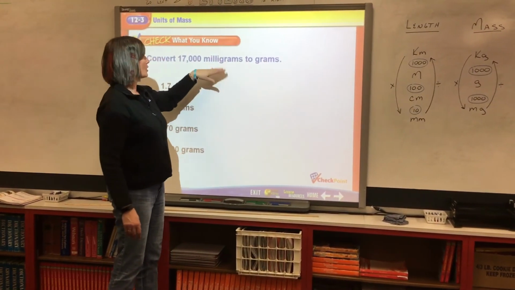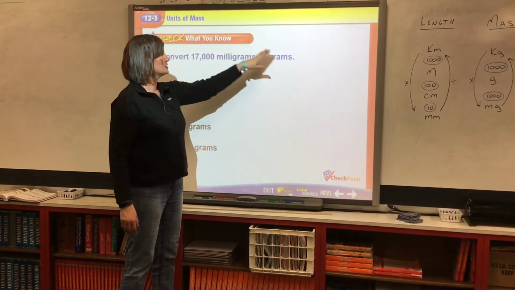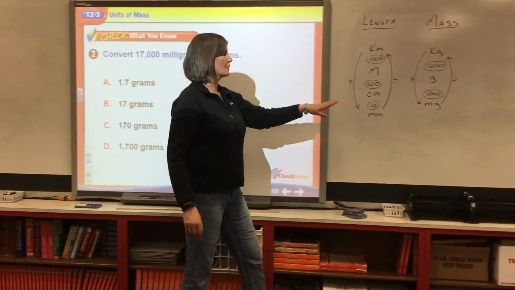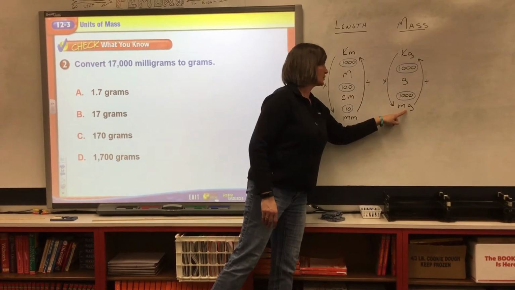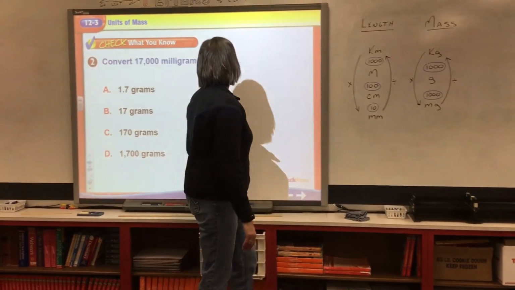All right, so we're going from a smaller unit to a larger unit. So are we going to multiply or are we going to divide? We're going to divide. Because we're going from smaller to larger, we're going to divide.